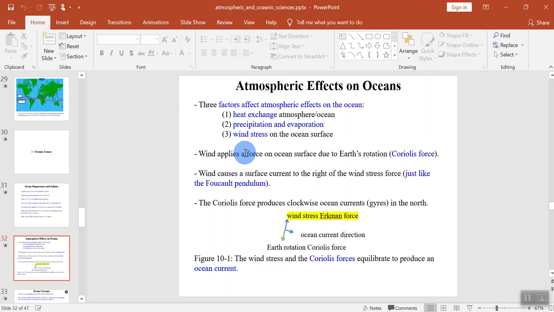Okay, wind applies a force on the ocean surface due to the Coriolis effect. So wind causes a surface current to the right of the wind stress. Remember the Foucault pendulum, the H formation, they're all to the right of the force. Here also the wind stress force moves to the right. So this produces clockwise ocean currents.